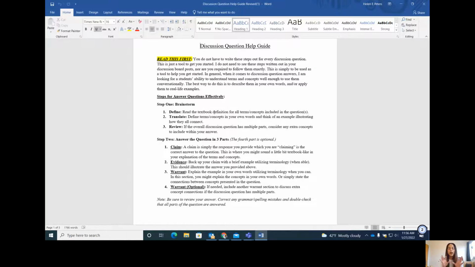But I go and I define them. Look at the terms, read the textbook, see what it means first. Then I go and I translate, meaning after I read the definition in the book, I say it in my own words so I can fully grasp it. If you remember growing up, I know I did this: when I had a definition quiz at school, I would read it word for word and try to define it word for word. And that's not really applicable to everyday life, right?